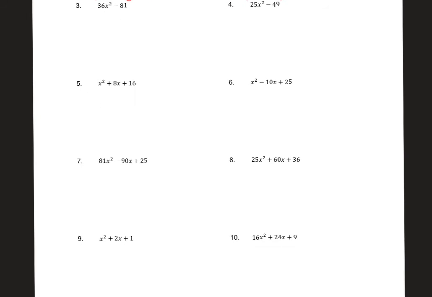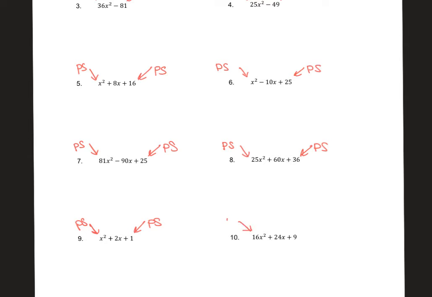If we look at 5 and 6, 7, and 8, 9, 10, again, we're only looking at the first term and the last term. I'm just looking at the numbers, and I'm referring back to that list. 1 and 16, 1 and 25, 81 and 25, 25 and 36, both on that list. 1 and 1, 16 and 9.